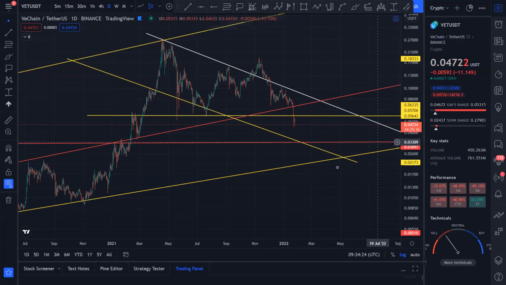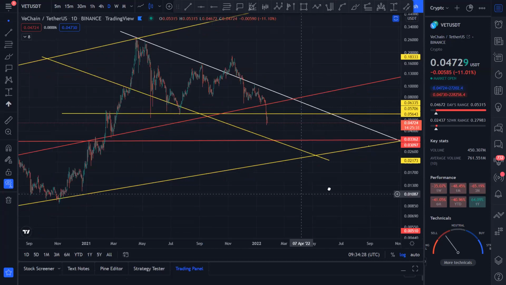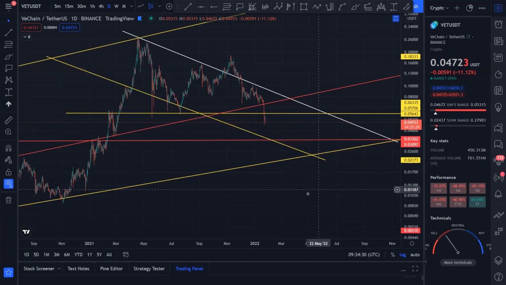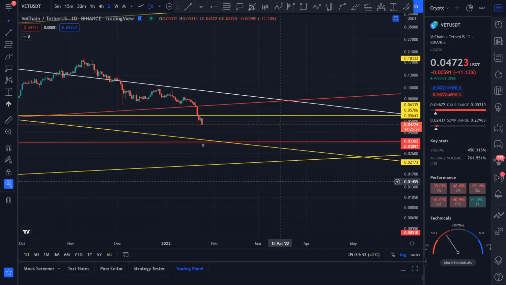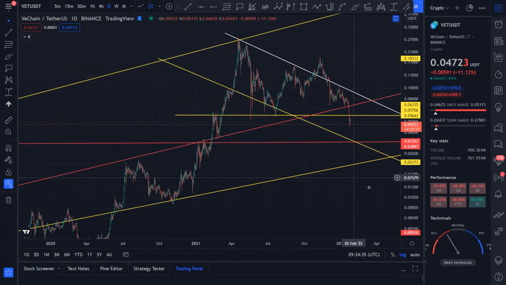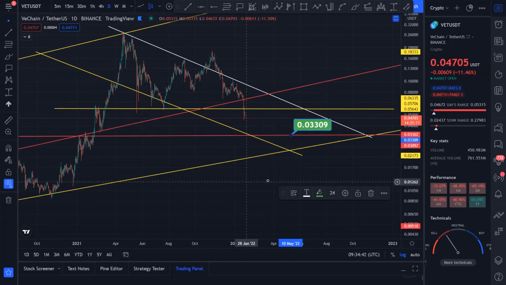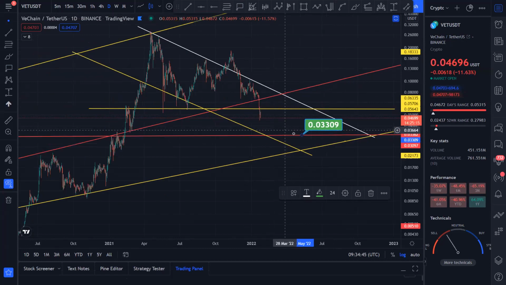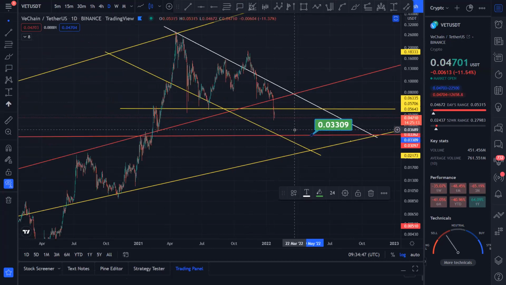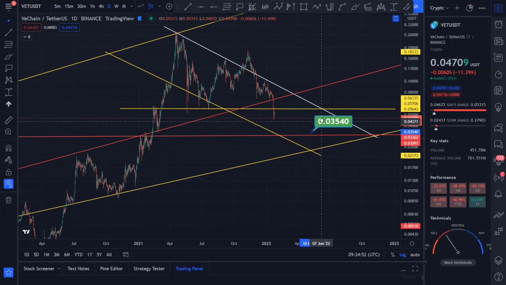Let's quickly see what's going on with VeChain at the moment. I told you yesterday in my video that we were creating something like a downwards movement, and I gave you this target over here at 0.03309. That was the downwards target because that's the next support. It might come and fall around right over here, maybe somewhere, but this is where the solid support is, exactly at that level.